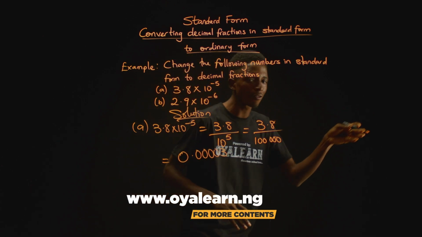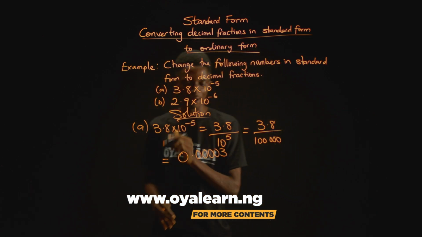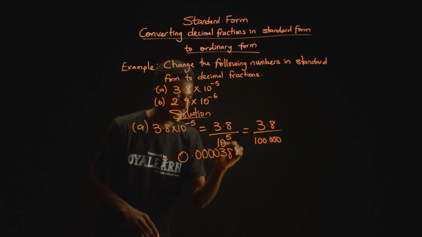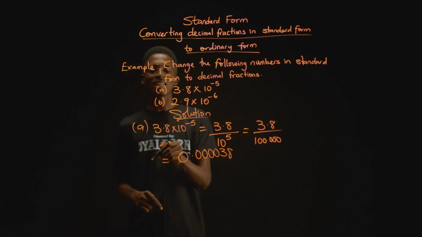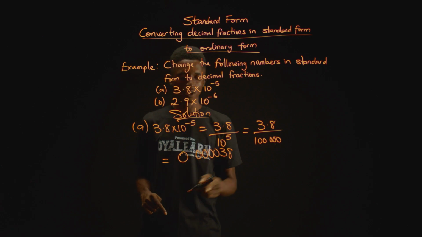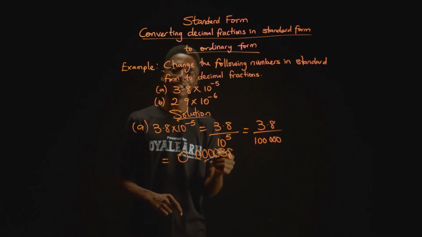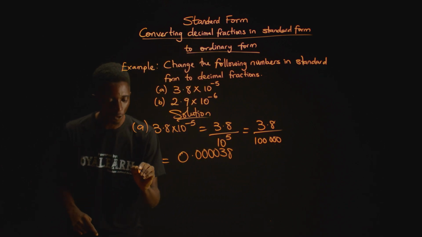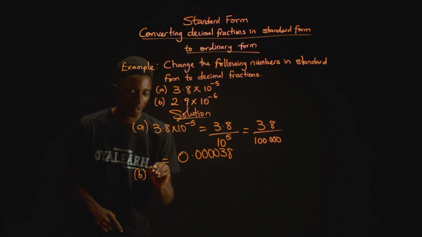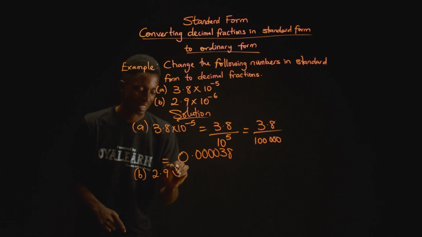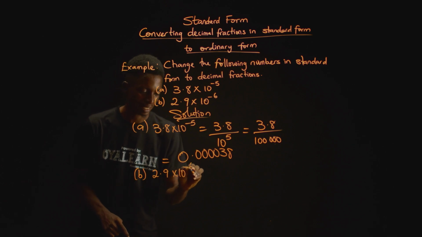Then any other number that follows these decimal points can then come after. So that is, we'll have 8. Therefore, 3.8 times 10 raised to the power minus 5 would give us 0.000038. Now for question B, where we have 2.9 times 10 raised to the power minus 6.